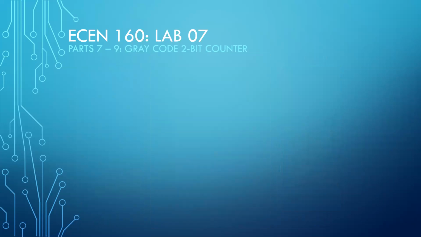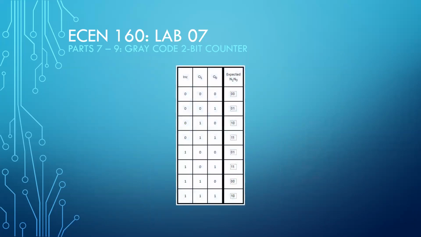Parts 7 to 9 involved some different thinking. This was a 2-bit gray code counter. As such, we only needed to worry about 2 outputs instead of 3. This counter also had an include, which needed to be enabled for the code to increment. If it was disabled, the output would not change.